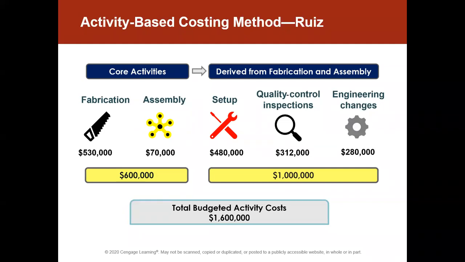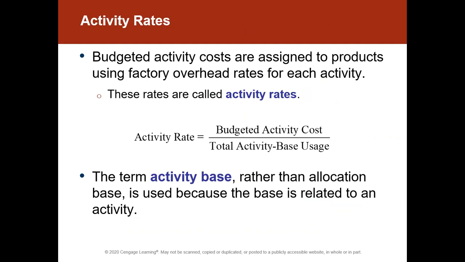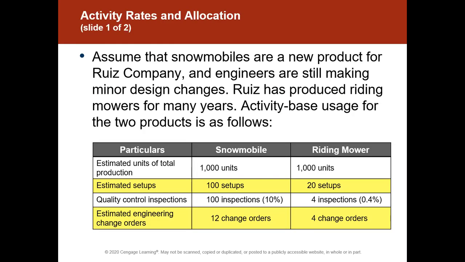Again, this is fictitious, but in real life, what you'll find is that a lot of times multiple departments have similar activities. And the way we figure out an activity rate is to take our budgeted activity cost and divide it by the total activity base usage. So let's get some examples.